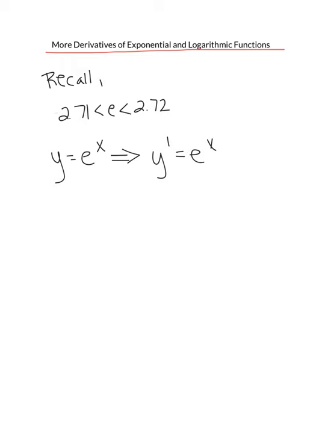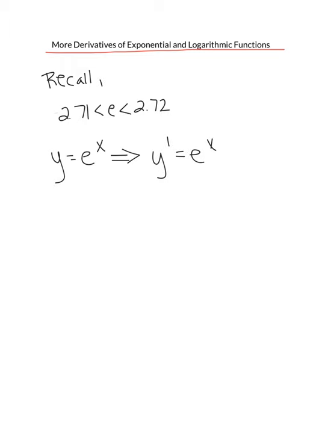Now, obviously, when we add some more rules in there, it's not as easy as just writing e to the x. So, if our exponent is changing to anything other than x, it does get a little bit trickier, and that's why we're going to go through some more examples.